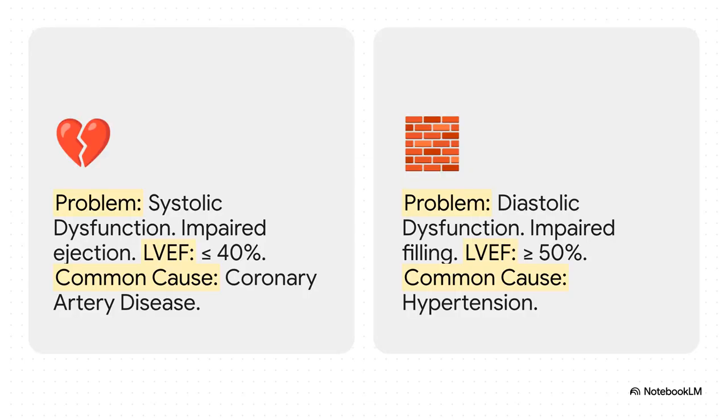The easiest way to think about it is this. HFrEF is a weak pump problem. It's a systolic dysfunction. The ventricle can't contract well, often because of something like coronary artery disease. HFpEF, on the other hand, is a stiff pump problem. It's a diastolic dysfunction. The ventricle squeezes okay, but it's too stiff to relax and fill properly, which you see a lot with long-term hypertension.